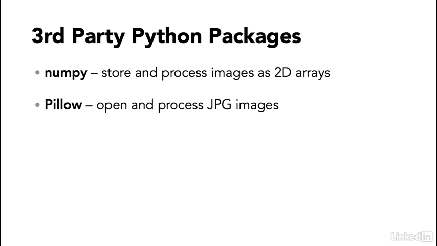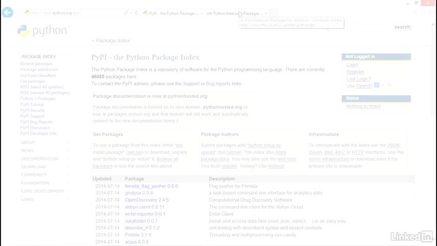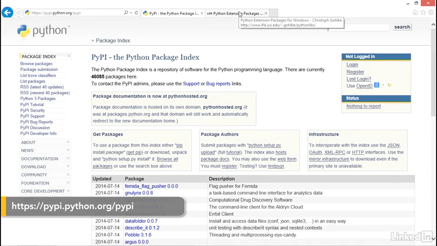The last third-party tool I used is the scikit image toolkit, which extends the popular SciPy library to add image processing routines. In particular, I used the match template function from the scikit images subpackage for feature detection to provide fast, normalized cross-correlation processing. You can find all of the modules in the Python package index hosted at python.org.